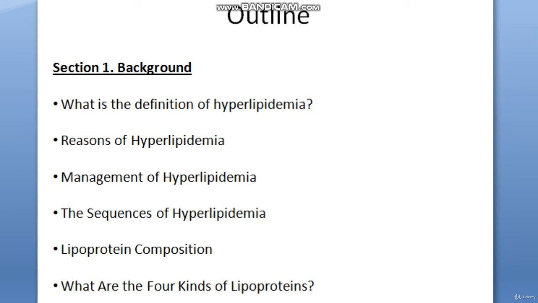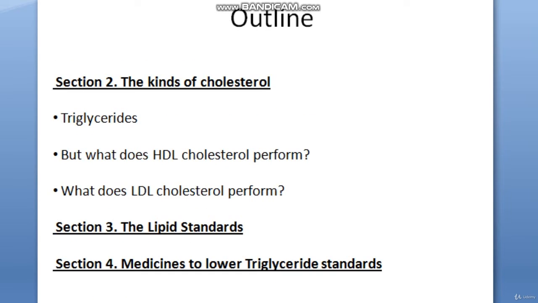Okay, but what's about the second section? The second section is about the kinds of cholesterol, and it contains the following key points. The first key point is about triglycerides. The second key point tells us something about what does HDL cholesterol perform. The third key point tells us about what does LDL cholesterol perform.